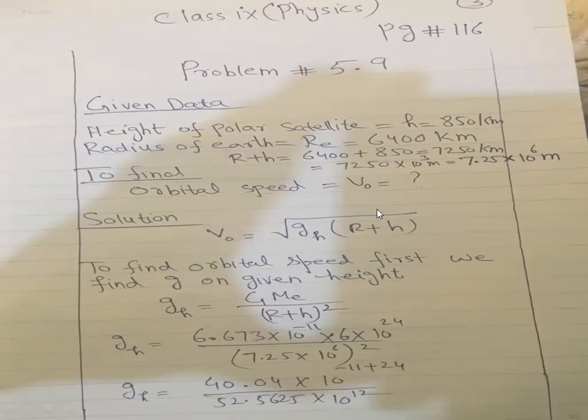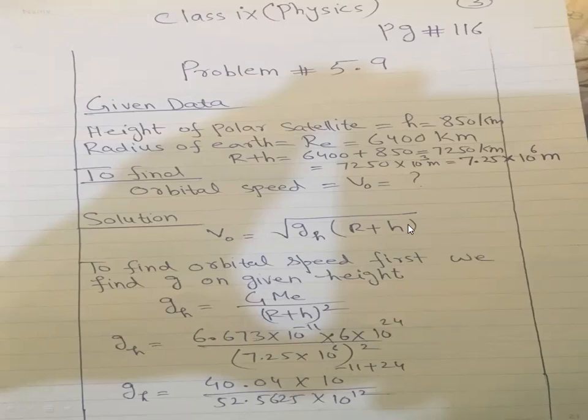Orbital speed is equal to V naught. Solution: V naught is equal to the square root of GH times R plus H. This is the formula I'm going to apply. Before solving this, we need to find out GH. You can find the formula of GH is equal to GM over R plus H whole square on page 111 of the 9th class textbook. So the value of G I have already told you. Value of G is also fixed, which is the gravitational constant, and its value is 6.673 into 10 power minus 11.